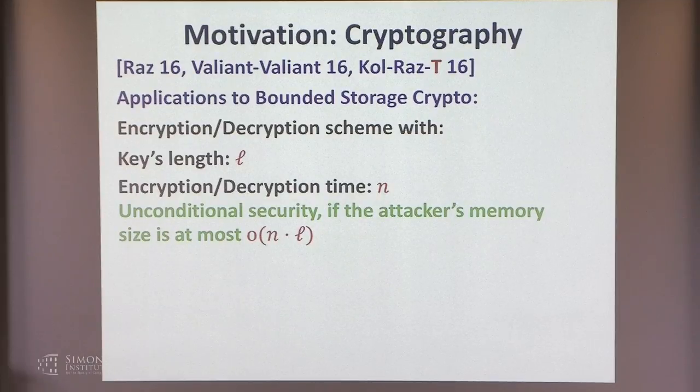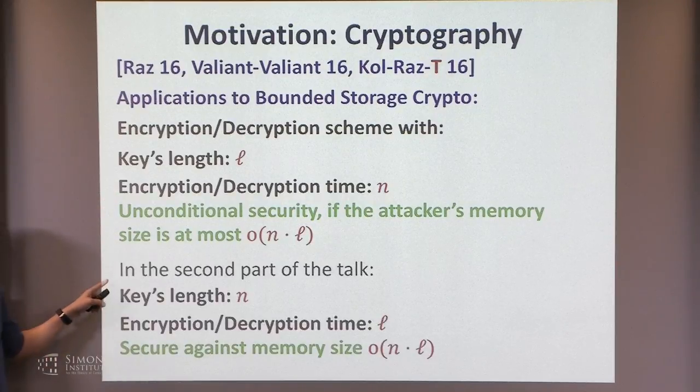So this is a bit weird because the problem was not the key length, it was the fact that we invest a lot of time. So we'd want to fix that. Actually, in the second part of the talk, we will see that we can do that. We can take the key length to be n and the time to be l, and be secure against the same guarantees. Okay. So then you can just think of l maybe as a really large constant, and then you will be secure against attackers with reasonably large memory. Okay.